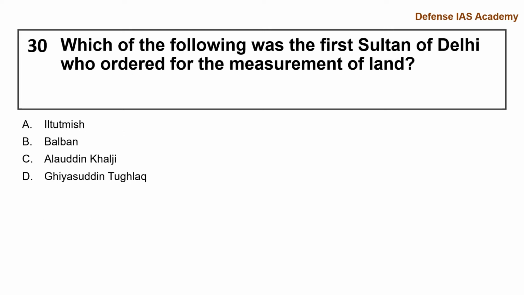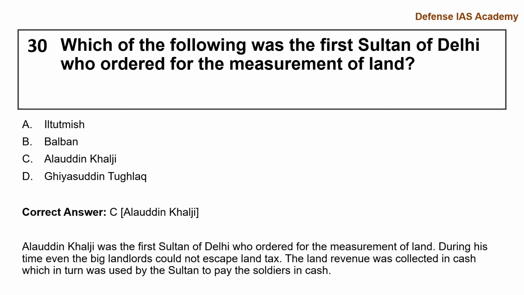Question 30. Which of the following was the first Sultan of Delhi who ordered for the measurement of land? The correct answer is option C, Alauddin Khalji. Alauddin Khalji was the first Sultan of Delhi who ordered for the measurement of land. During his time, even the big landlords could not escape the land tax. The land revenue was collected in cash, which in turn was used by the Sultan to pay the soldiers in cash.